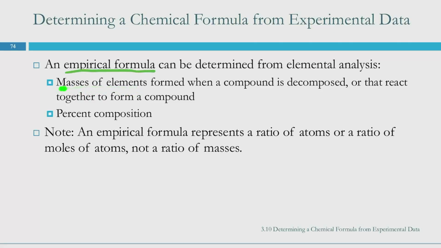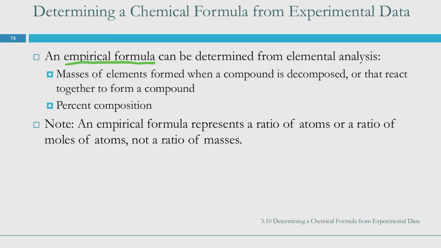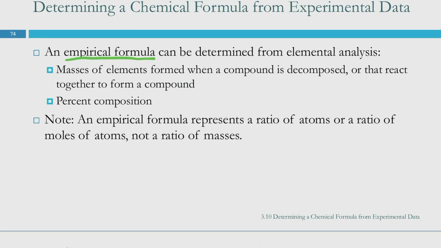So we would have to be able to calculate or measure the mass of the elements when our compound is decomposed. Or we would have to figure out how much reacted together to form a certain amount of the compound. Our empirical formula represents a ratio of the atoms, or of the moles of atoms, not a ratio of the masses. So this is how many of each of the individual pieces went together.